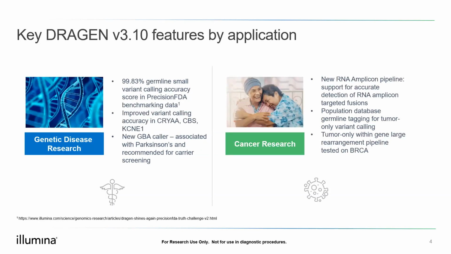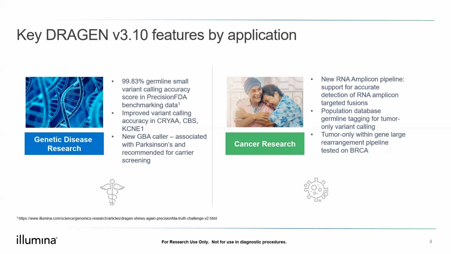Another way in which we look at the work that we do on the Dragon side is breaking it down into specific applications. There are two, I would say, pillars that we look at. One is genetic disease research. Here we are talking about the Germline pipeline, improvements to the accuracy of the pipeline, improving callability or mapping in key genomes or key genes of interest, and bringing in targeted callers as we see fit. So these are the things that we'll be covering.